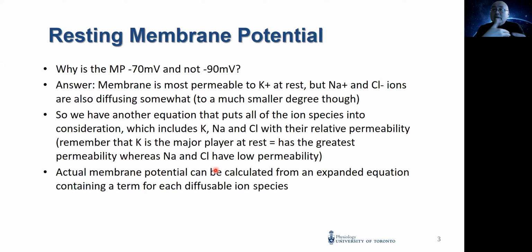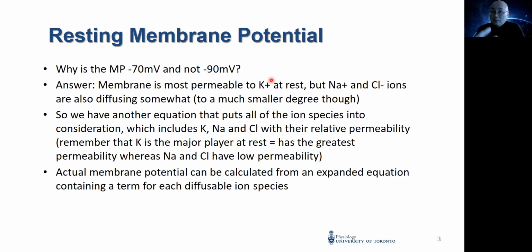Go back, revisit what we talked about at the last lecture where we were looking at these resting membrane potentials. So why is this membrane potential at minus 70 when we measure it and not at the calculated value of minus 90 millivolts? So the membrane is indeed most permeable to potassium at rest. Do you remember why that actually occurred?